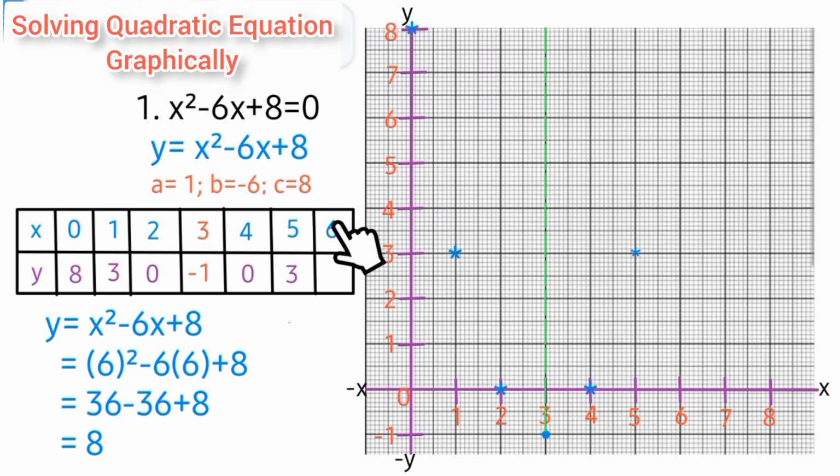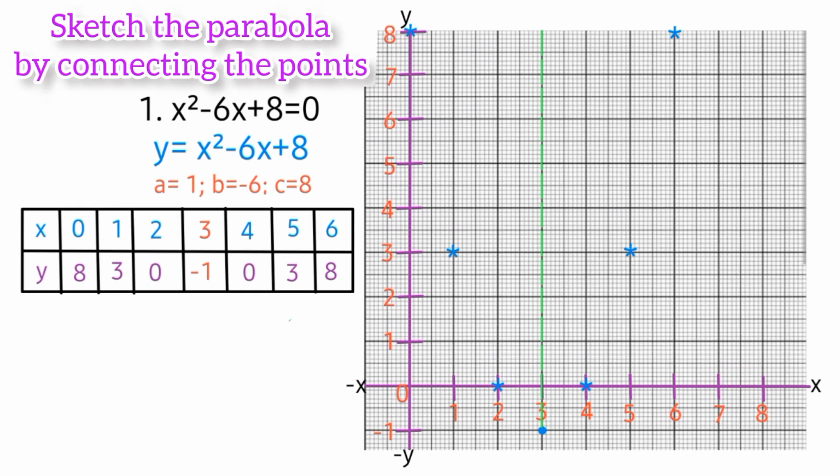When x is 6, y value will be equal to 6 squared minus 6 times 6 plus 8. 6 squared gives 36, minus 6 times 6 gives minus 36, plus 8. 36 minus 36 plus 8 gives 8. When x value is 6, y value is 8. Now let's sketch the parabola by connecting these points.